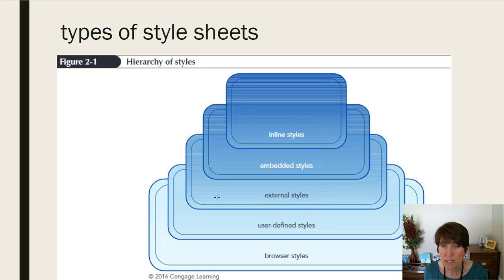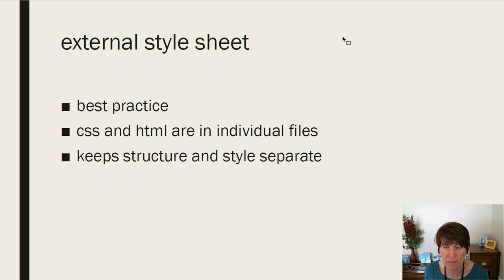Since there are three different ways that we can add them as an author, we have to decide which one we're going to use. The one that we're going to use is external style sheets. When we do that, we add a .css file and link it to the HTML file. We use external style sheets because currently it's considered best practice, and it keeps HTML and CSS in their own individual files and really separates the difference between structure and style.